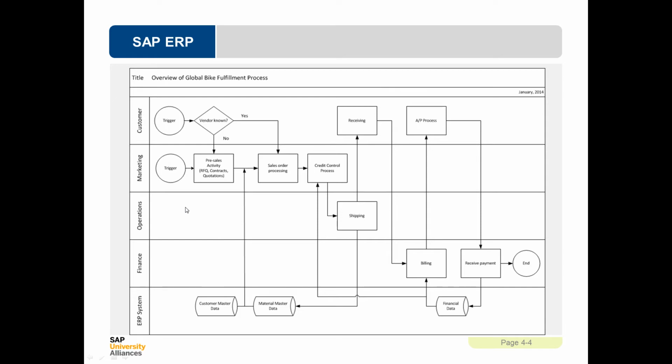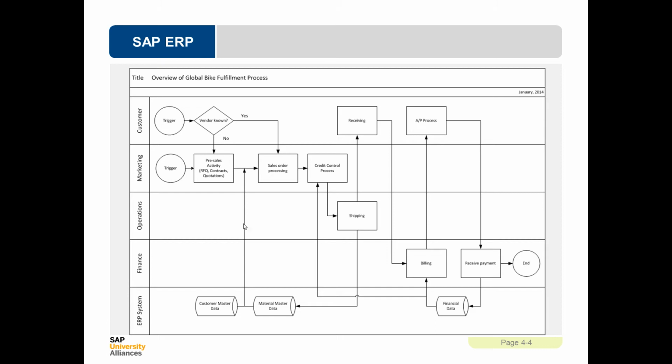Now, the process starts with a trigger. And the trigger can be either external from the customer, they recognize that they're low on inventory and need to replenish it, or it can come from our marketing group. Maybe they've gone out and contacted a customer and convinced them to try a product or service that we have to offer. Now, when it's triggered by the customer, the first question that you have to ask is whether or not the customer has purchased this material before, and if so, from a particular vendor. If the answer is yes, then the customer can proceed directly to creating a purchase order, which then flows into our sales order processing process.